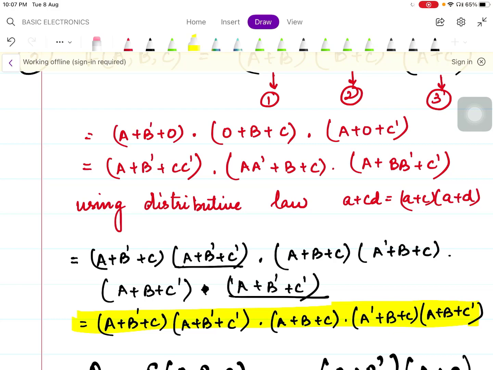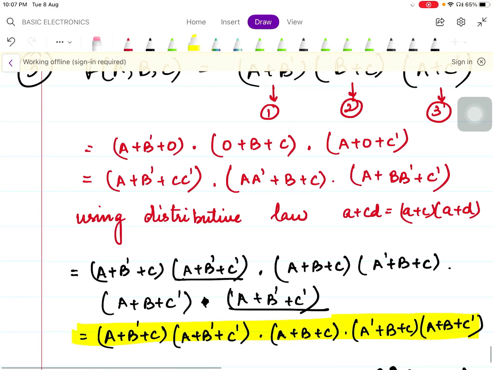The question was given in product of sum form, and we do not have to change the product of sum into sum of product. We just have to convert it into the canonical form. And here we have used the distributive law to do so. So this is the concept of canonical and standard forms. I hope that you might have understood.